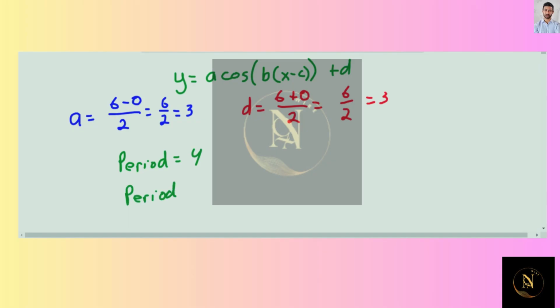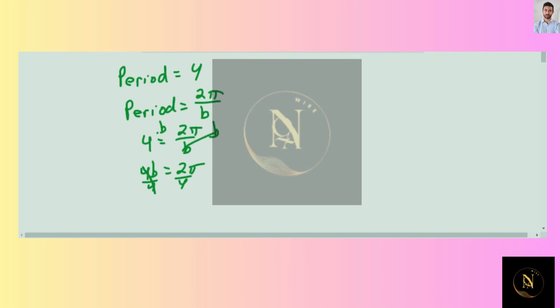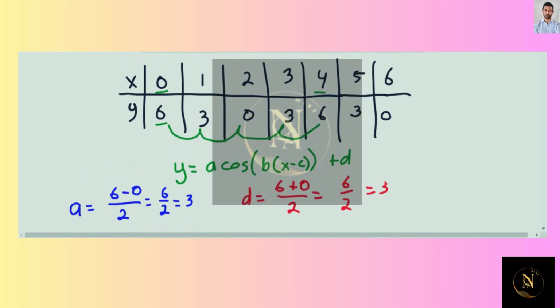The way we find our period, we have a formula. The period is equal to 2 pi, because our typical cosine period is 2 pi, divided by b. Now that we know the period is 4, we can substitute this in and solve for b. We multiply both sides by b, so we have 4b equal to 2 pi. Then we divide both sides by 4, and 2 pi over 4 reduces to pi over 2. Perfect.